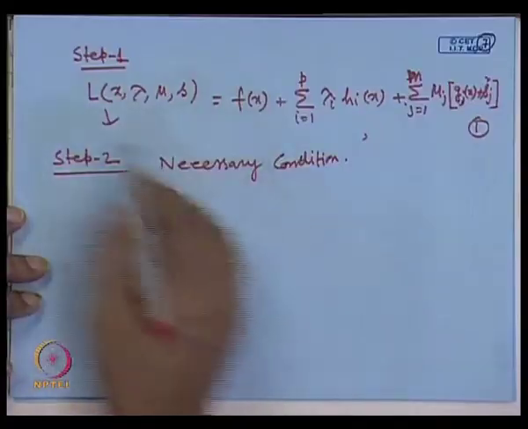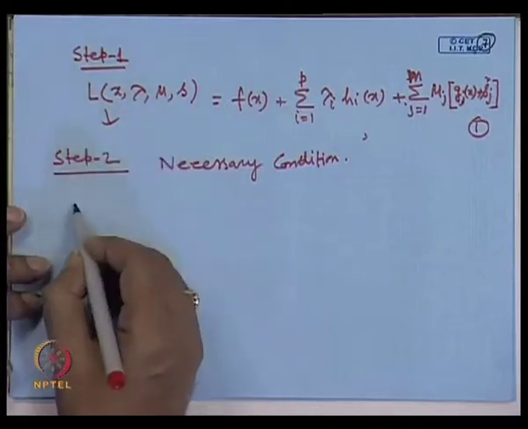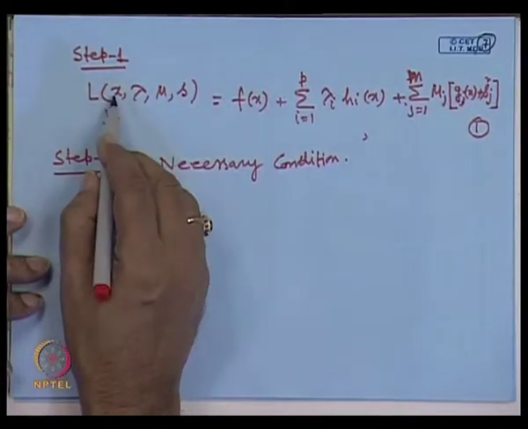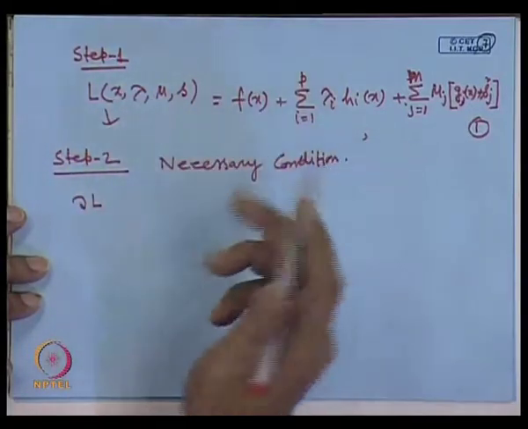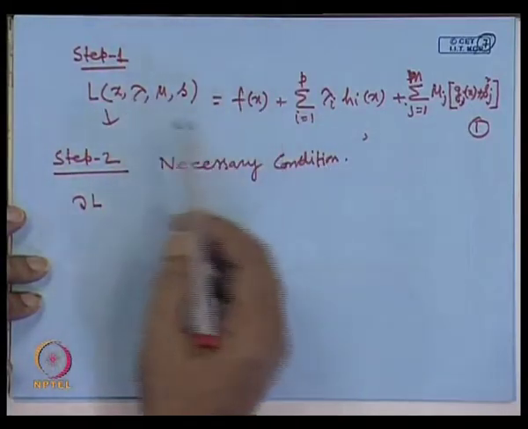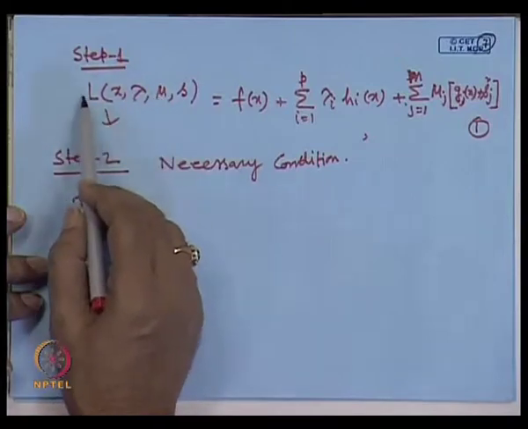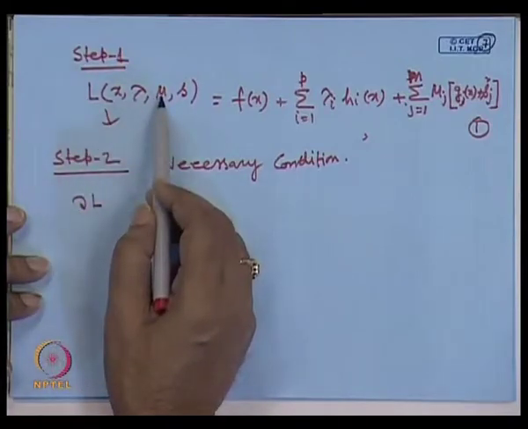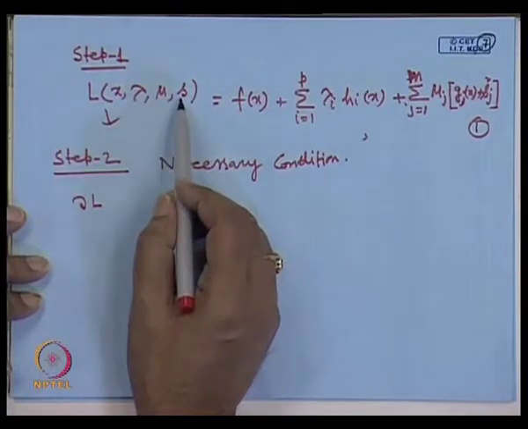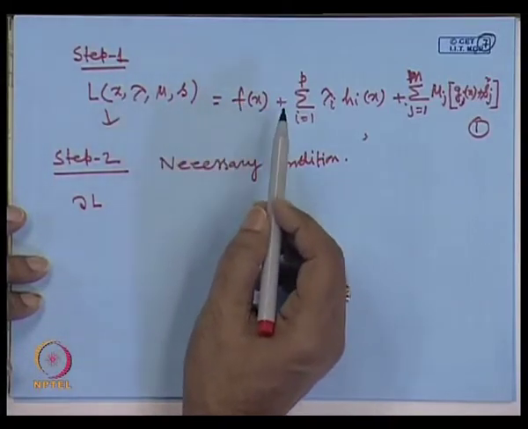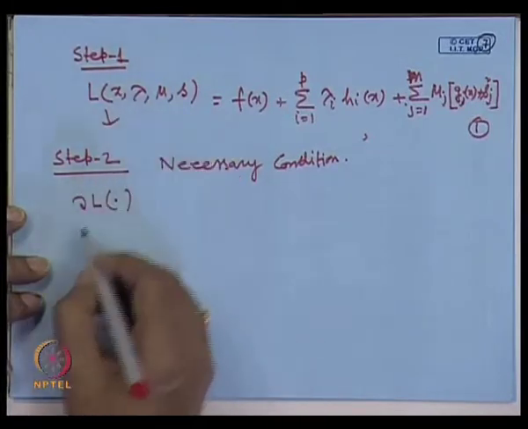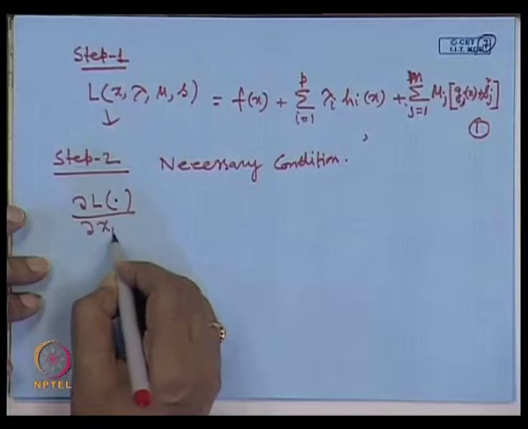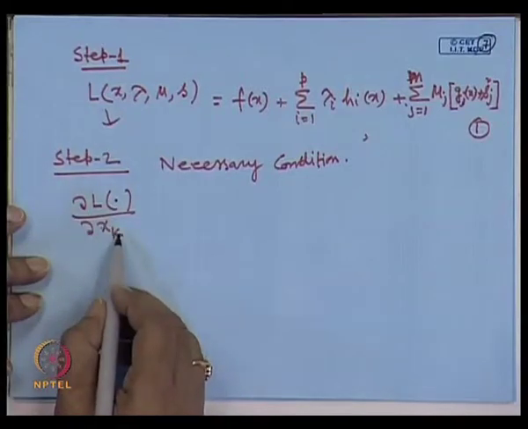Now, you are writing this. You differentiate this, so this is a function of x. x has n components: x 1, x 2, dot dot, x n. Similarly, lambda 1, lambda 2, lambda n. You have to differentiate L with respect to all these variables, mu 1, mu 2, dot dot, and S is S 1, S 2, dot dot, S m. I am not writing this repeatedly. This is a function of x of k, where k varies 1 to n.